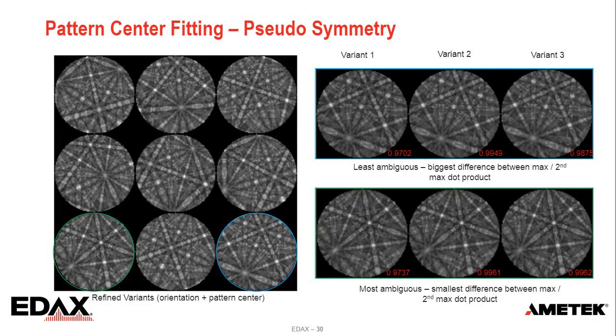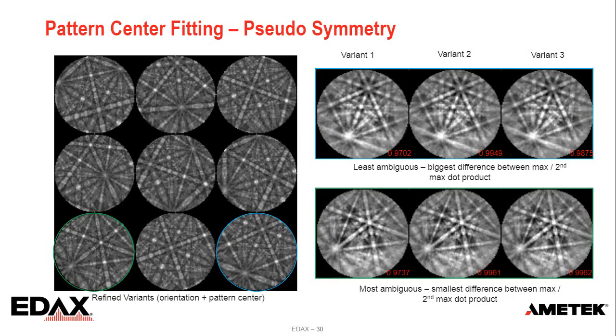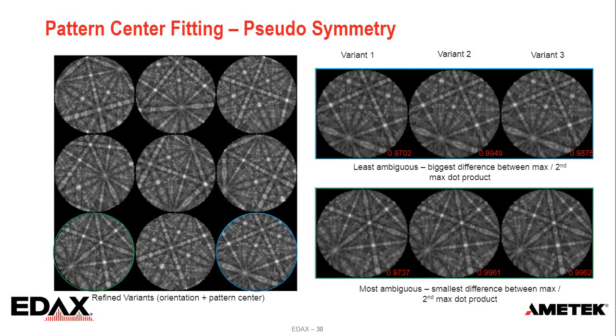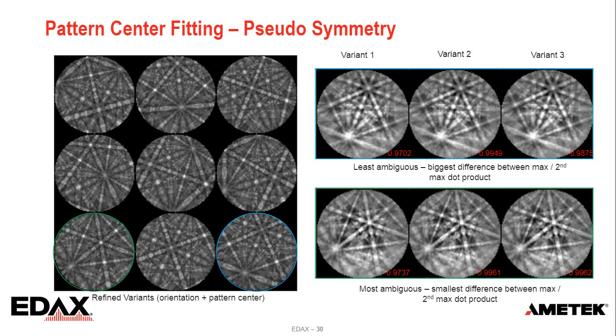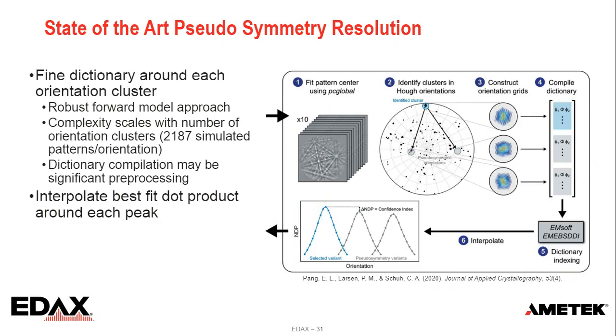So you can also use this type of approach. Refinement is the same thing that you use to do pseudosymmetry resolution with forward model indexing. So basically the idea is, instead of just refining around the peak orientation in your dictionary, you're also going to refine around the symmetrically related orientation for all of the variants.